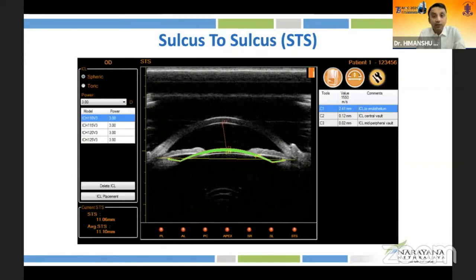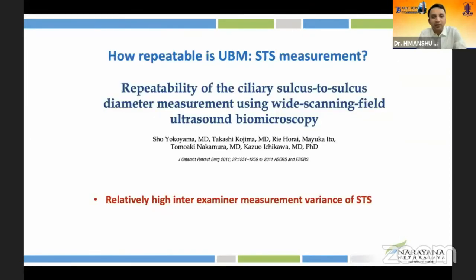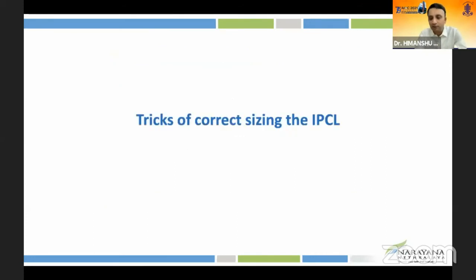Now, if you have certain UBM like Quantel here, you can actually measure sulcus to sulcus also, and you can actually see the vault on the ICL, there are simulated vaults, which can work very well. But does it mean sulcus to sulcus is best? Well, interestingly, that itself has its repeatability. Just last week, I had one patient. I did sulcus to sulcus measurement and white to white, which were different. I went by sulcus to sulcus, and I had to explant the lens and put the lens which was sizing absolutely proper according to white to white.